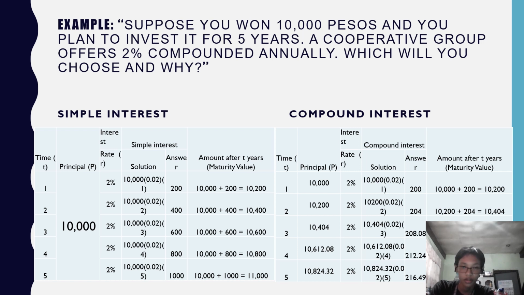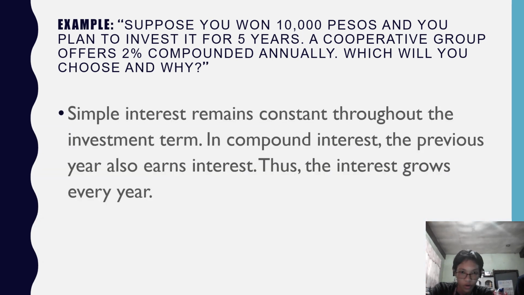So here's our explanation. Simple interest remains constant throughout the investment term. In compound interest, the previous year's interest also earns interest. Thus, the interest grows every year.